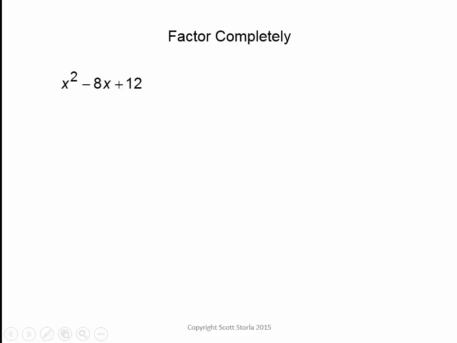I'll run through this problem so you can see how the process works. First, I need to find the product A times C. For this trinomial, A is 1. We don't see the factor of 1, but it's there. And C is 12. So A times C would be 1 times 12, or 12. And I always keep in mind the value of B, which again is -8.